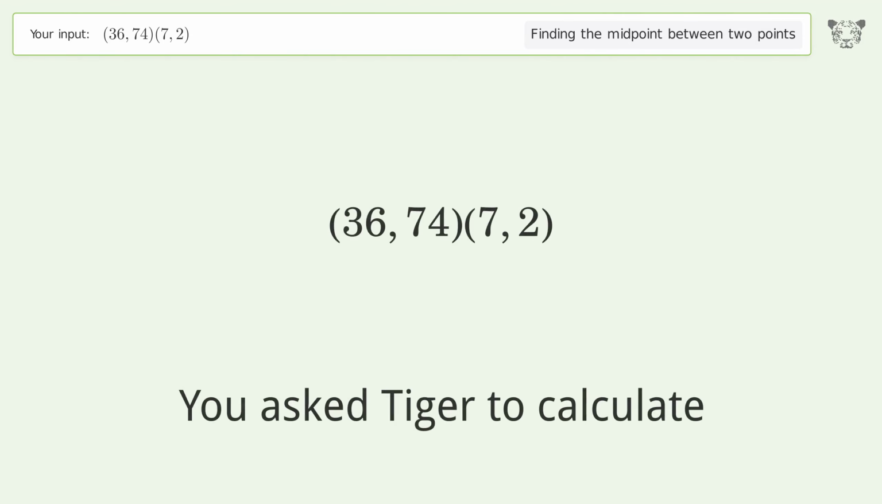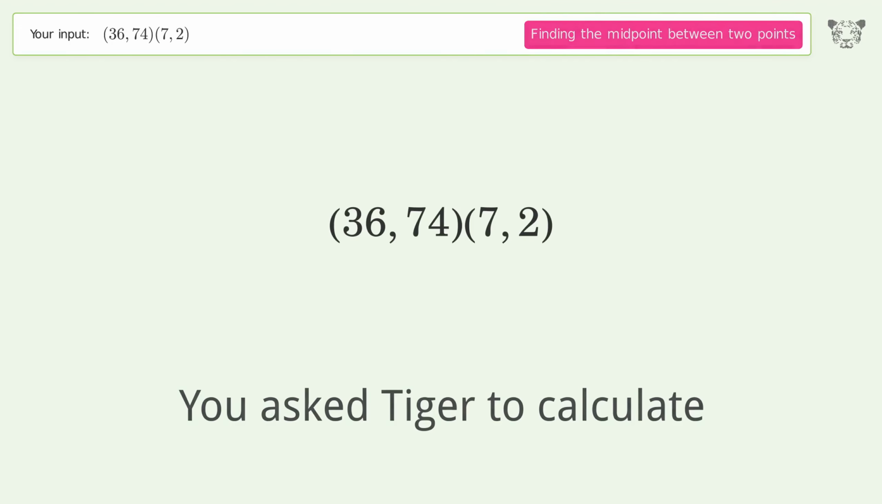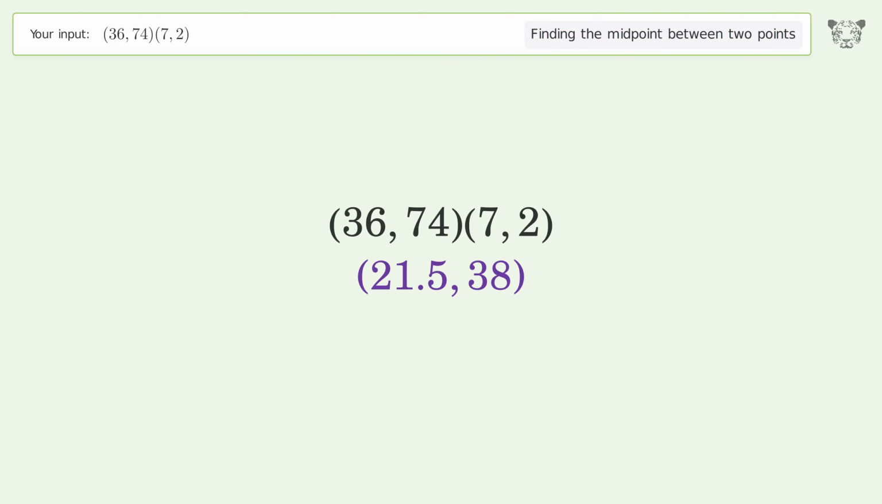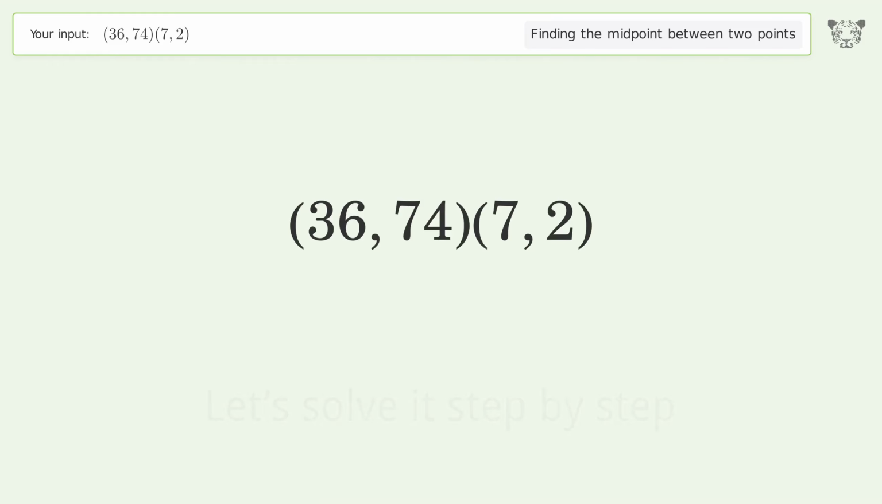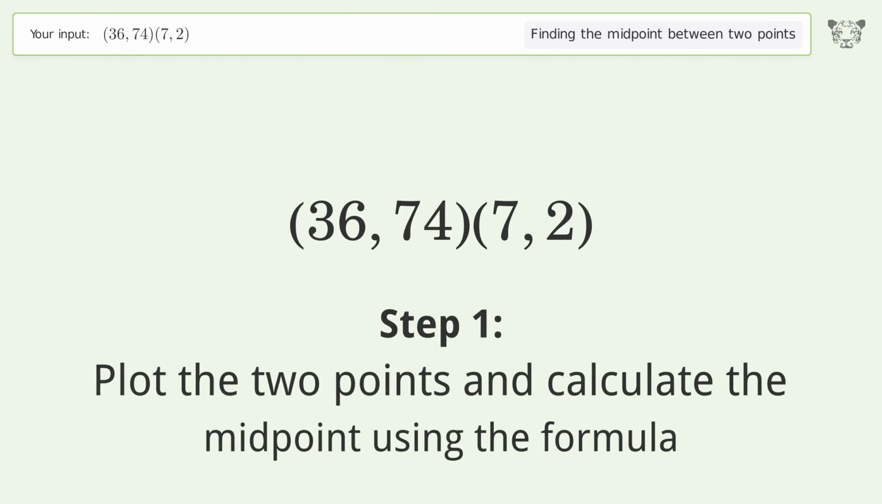You ask Tiger to calculate. This deals with finding the midpoint between 2 points. The midpoint between the 2 points is 21.538. Let's solve it step by step. Plot the 2 points and calculate the midpoint using the formula.